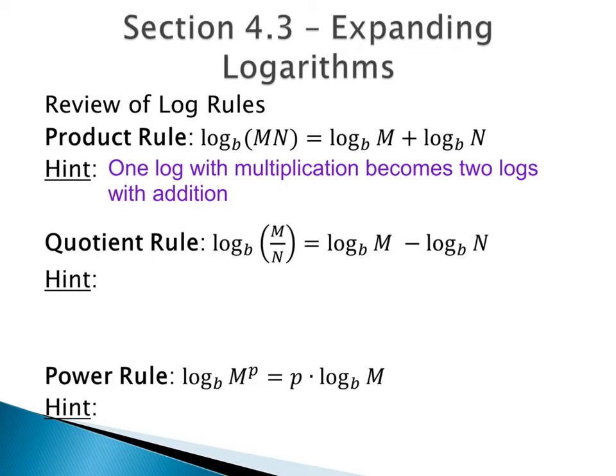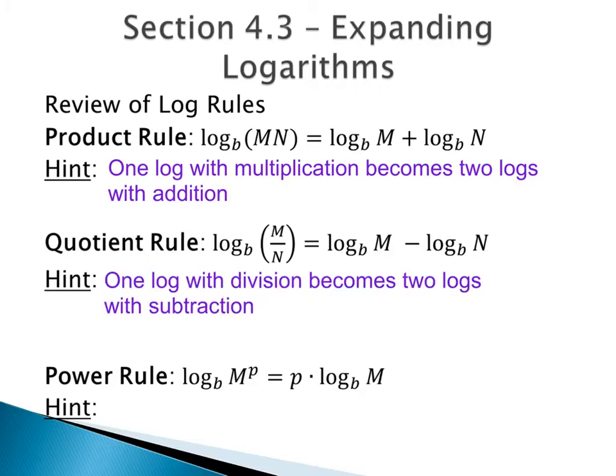Our quotient rule says that we have log base b of m over n, which equals log base b of m minus log base b of n. Again, I like to think of this as a little bit of a hint: one log with division will become two logs with subtraction. So your product rule, if you have multiplication, separates into two logs with addition. Quotient rule, if you have one log with division, it becomes two logs with subtraction.